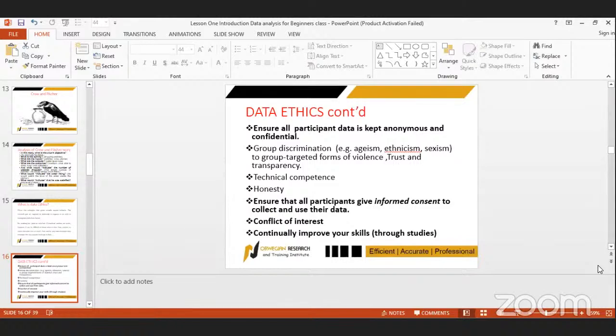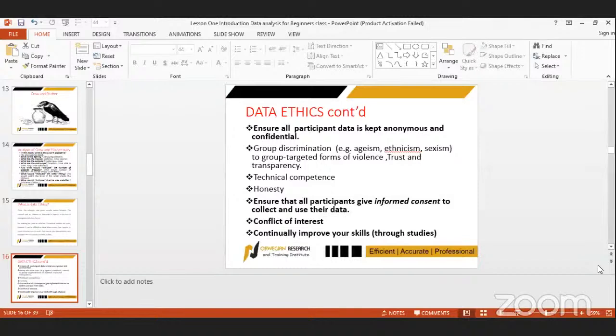Then the next concern under ethics is honesty. Wherever you are collecting data, ensure that the information you have collected is what you are going to present. Honesty is expected during data analysis and also during data collection. Ensure that all participants give informed consent. If you have a conflict of interest, you need to disclose it, and continuously try as much as possible to improve your skills.